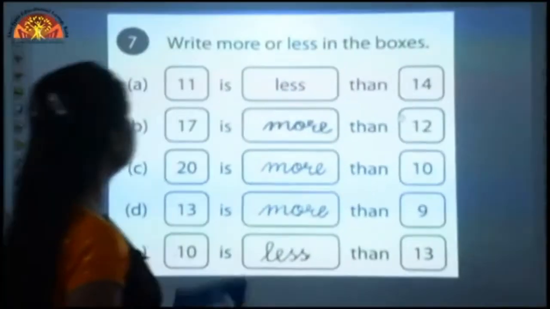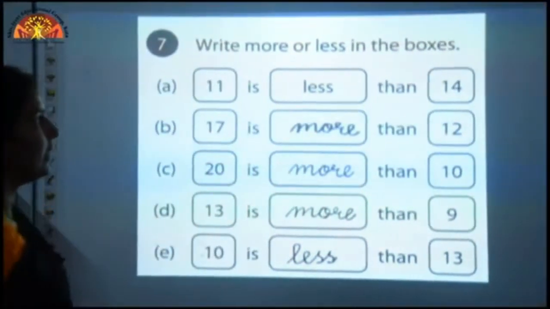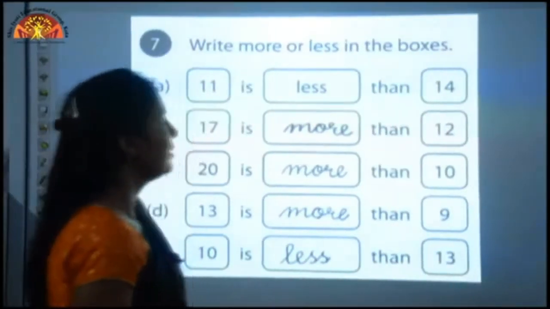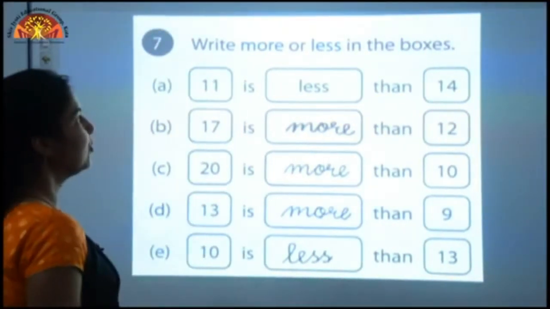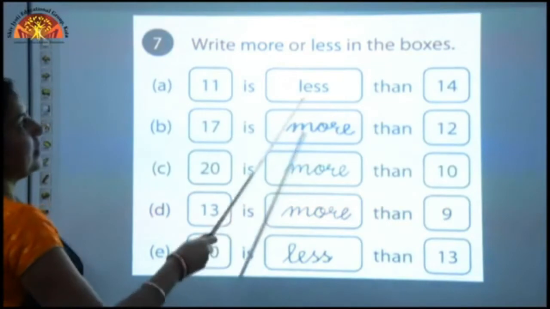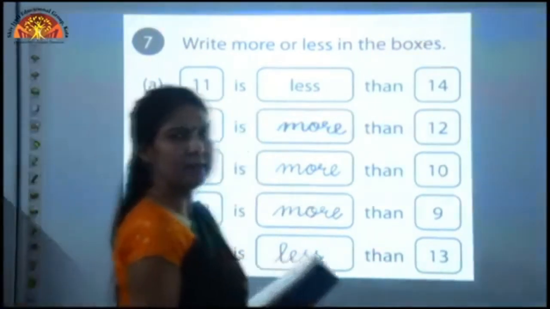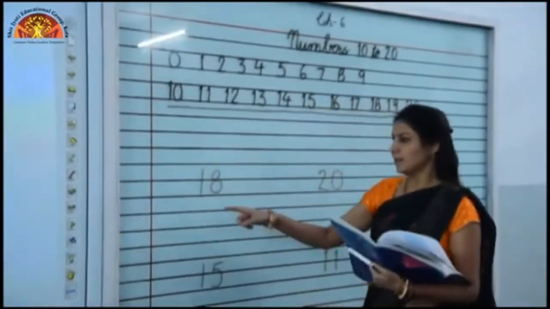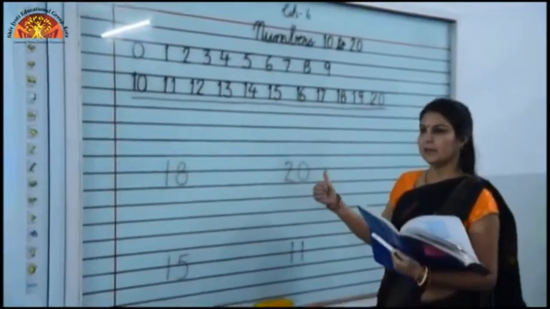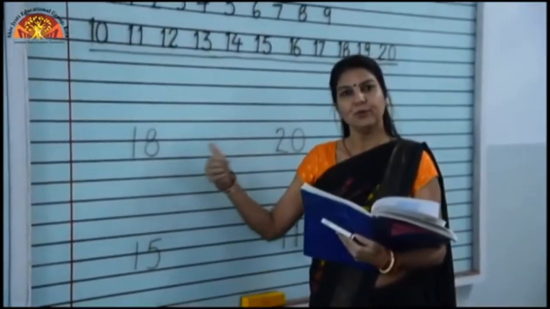Now come at the question number 7. Write more or less in the boxes. Now what we have to do? We have to find out more or less in the boxes. First one is done. So children, now let us see on the board. Now children, 2 numbers are given here, 18 and 20. Now we have to find out this number is more or less.